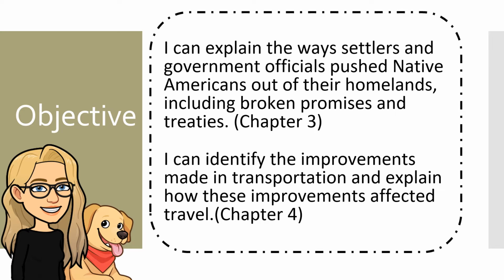So our objective today is I can explain the ways settlers and government officials pushed Native Americans out of their homelands, including broken promises and treaties. That'll be chapter 3. And in chapter 4, it's I can identify the improvements made in transportation and explain how these improvements affected travel. So we're going to be talking about how Native Americans were pushed out of their homeland, and we're also going to talk about innovations in transportation.